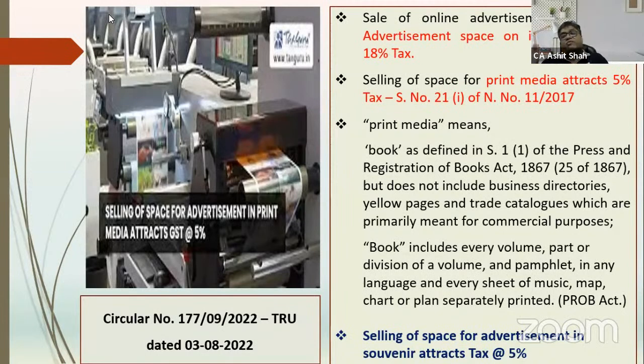Print media has been defined in the notification itself, which says that any book, including every volume, part, or division of a volume, or a pamphlet in any language, and every sheet of music, map, chart, or plan separately printed, would be considered print media, and the subsidized rate of tax would be applicable. So a question has come up whether an advertisement given in a souvenir would attract 18% tax or 5%. It says no, the 5% rate would be applicable because it is akin to print media, and accordingly the rate of tax would be 5%. So this was one of the clarifications.